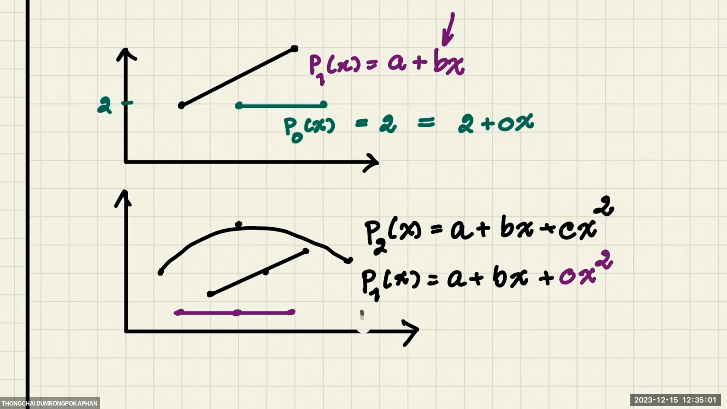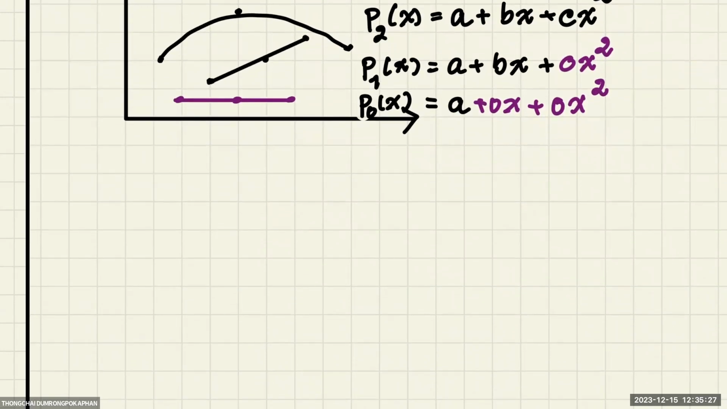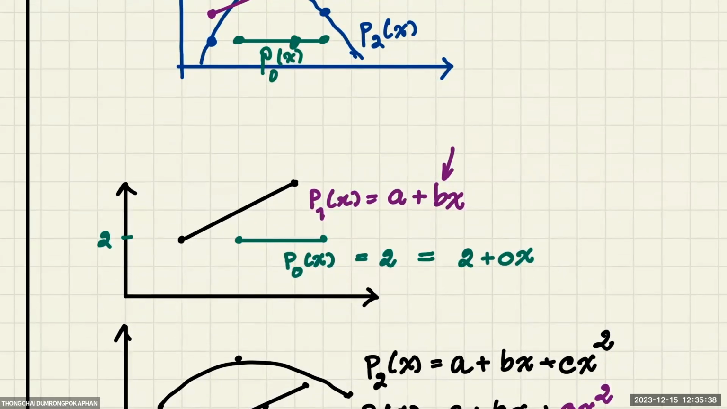Polynomial degree 0, which is a, maybe something like this: a plus 0x plus 0x squared. So why do I show you this? Because now I will do it in a more generalized way. If you have 3 sets of data, you fit the polynomial, find the interpolation that passes through these 3 points using polynomial degree 2. If you have 2 points, you find it with polynomial degree 1.